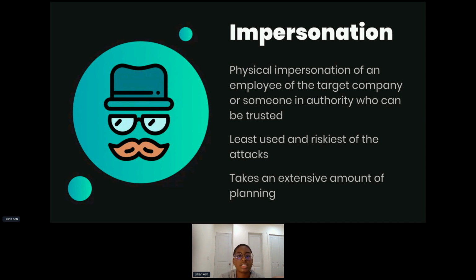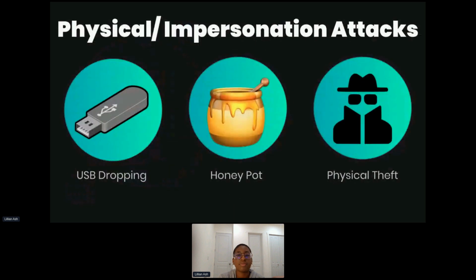So here are some malicious intent impersonation and physical attacks that can be used. This is an old one, USB dropping. It's definitely utilized less because no one uses USBs anymore, but people used to use them all the time, back in the mid 2000s, and people would love to accept them for free. All you had to do was offer them in the break room, put them in a bin and say, take one.